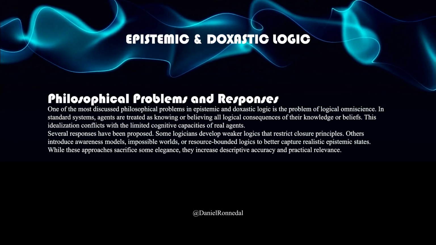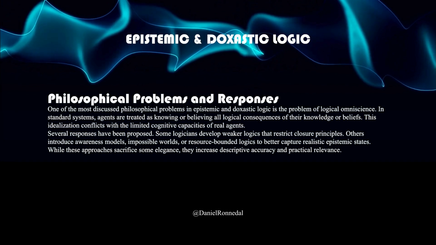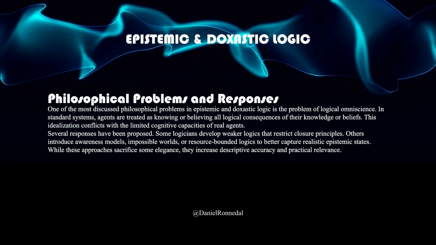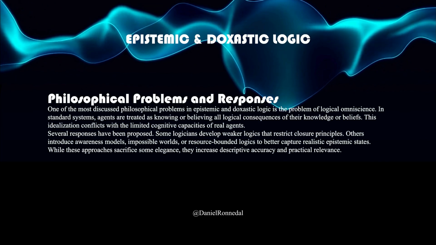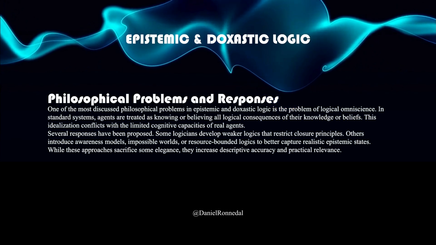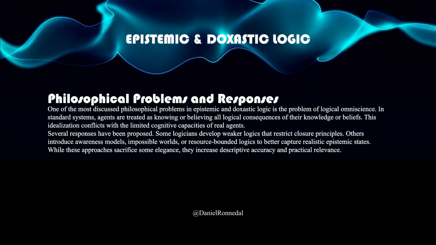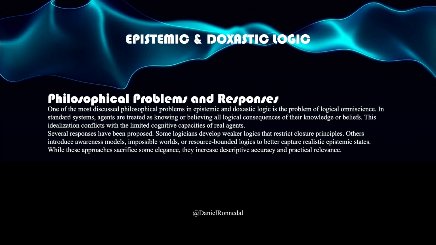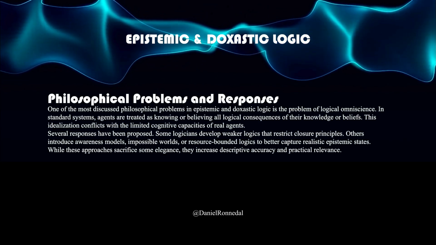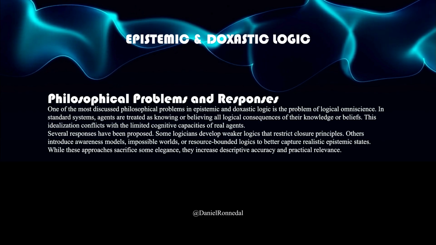One of the most discussed philosophical problems in epistemic and doxastic logic is the problem of logical omniscience. In standard systems, agents are treated as knowing or believing all logical consequences of their knowledge or beliefs. This idealization conflicts with the limited cognitive capacities of real agents.